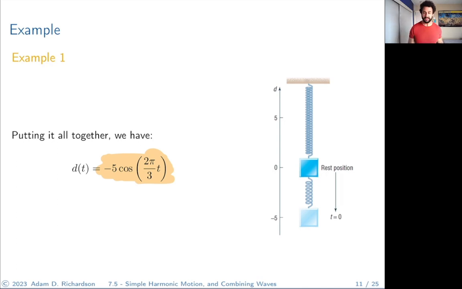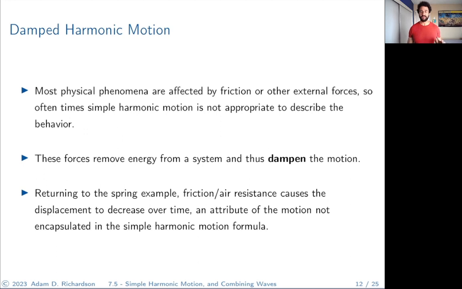Okay, now that we know about simple harmonic motion, we need to talk about damped harmonic motion. Speaking more realistically, most physical phenomena are affected by friction or some other external force, right? It's not that the spring will just bounce forever in, quote unquote, reality. So oftentimes simple harmonic motion is just not appropriate to describe the behavior. It is appropriate to describe certain attributes of the behavior, but it's not enough to encapsulate the entire behavior itself.